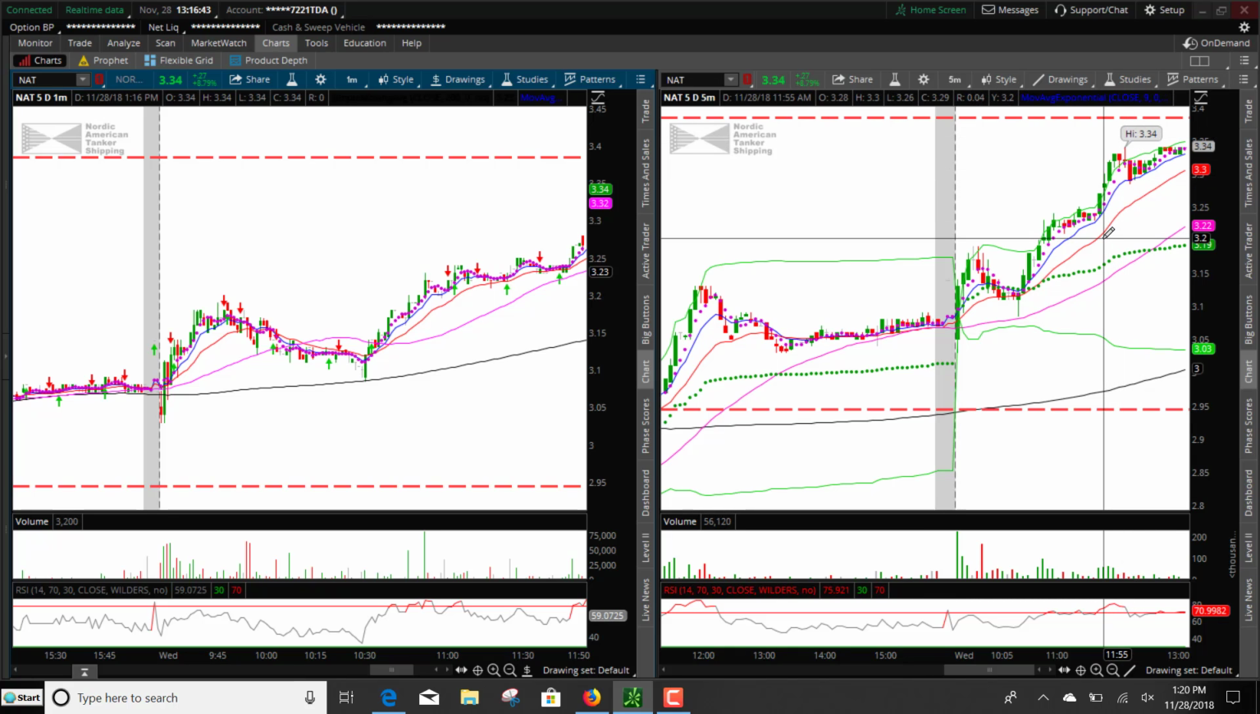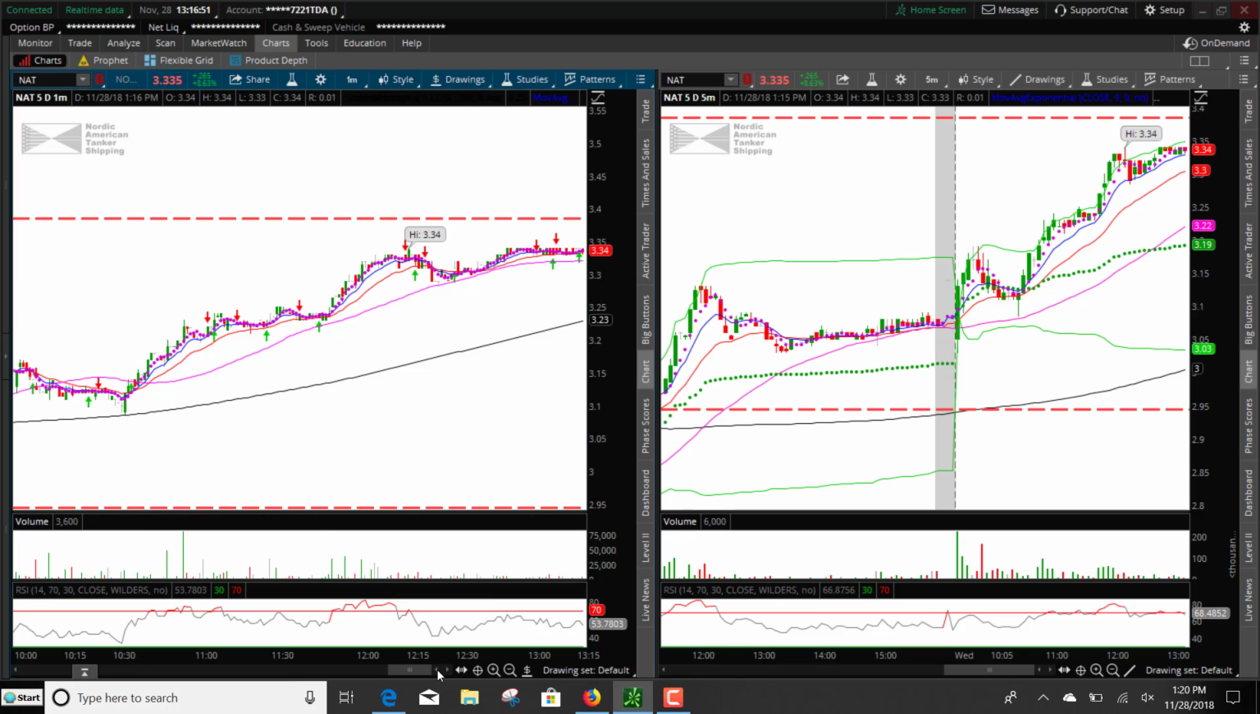If you got in around 3:15, you could have ridden this thing up and it hit a high of day at 3:34. It's still at that high of day. As far as the 5 minute goes, it hasn't crossed the 9. So when you get a candlestick that closes below the 9 on a 5 minute, that's a pretty good indication that a reversal is coming and you want to get out. It's always good to take your profits.